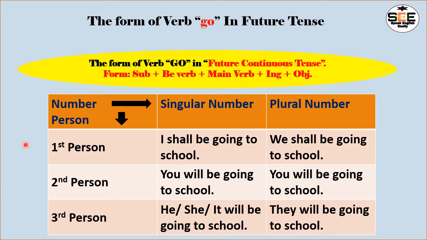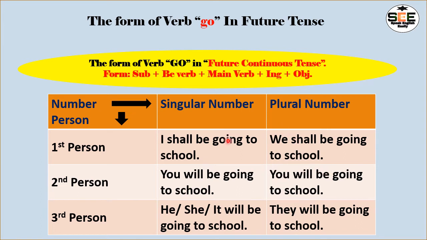Now if we see the second person singular number, you will be going to school. Here you is the subject, will be is the future tense be verb, plus go is the main verb plus ing as per our rule, and school is the object. So we can say you will be going to school, right?